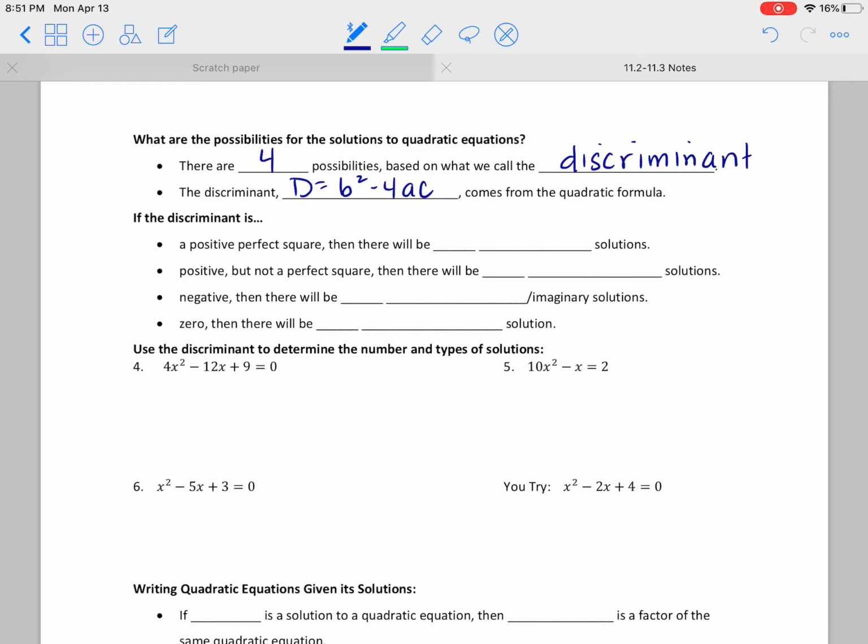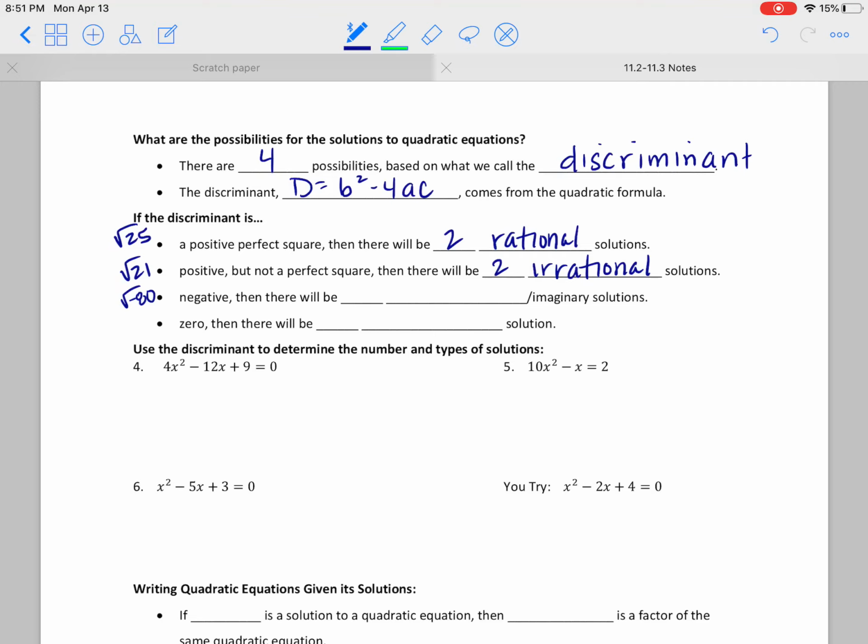So what happens is if we get a positive perfect square, like the radical 25, then we're going to get 2 rational solutions. If we get a number that's positive but not a perfect square, like the radical 21 that we saw in the first one, then we still get 2 solutions. They're still real, but they're irrational. So 2 irrational solutions.